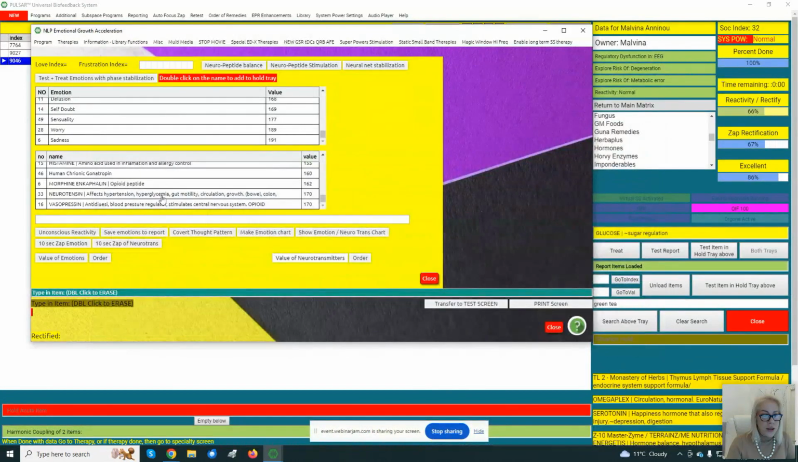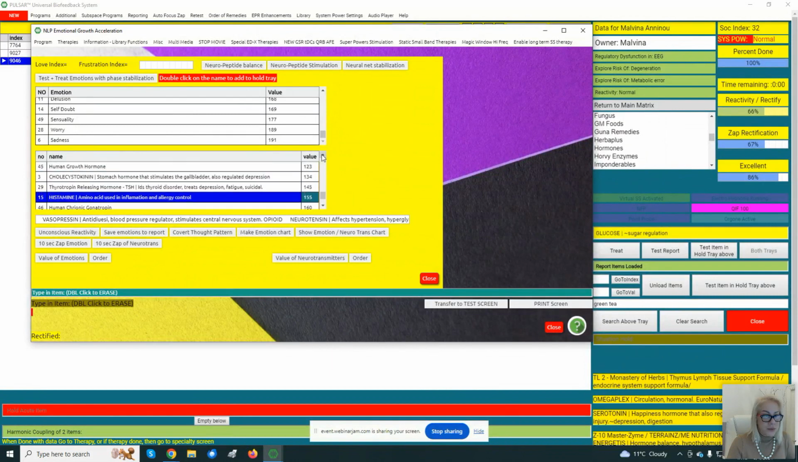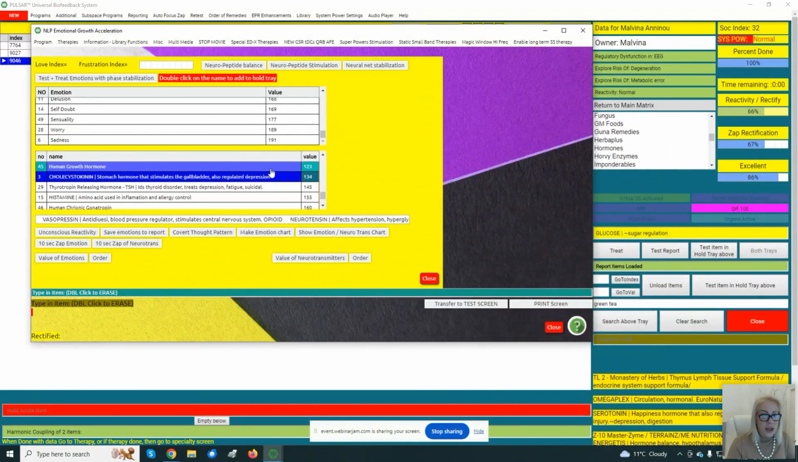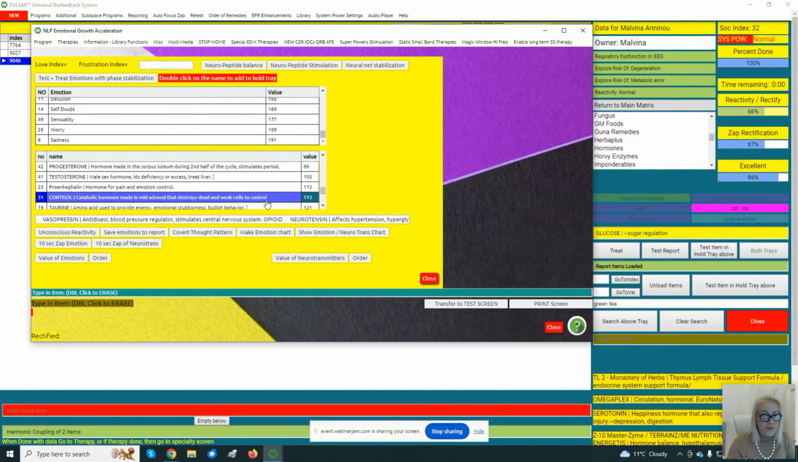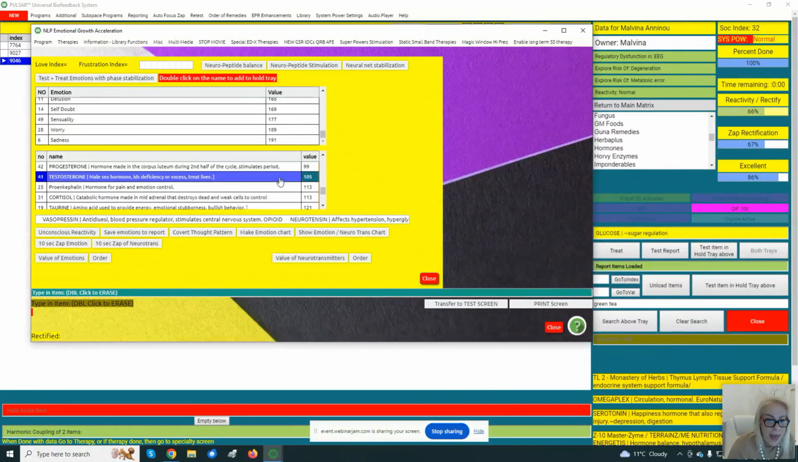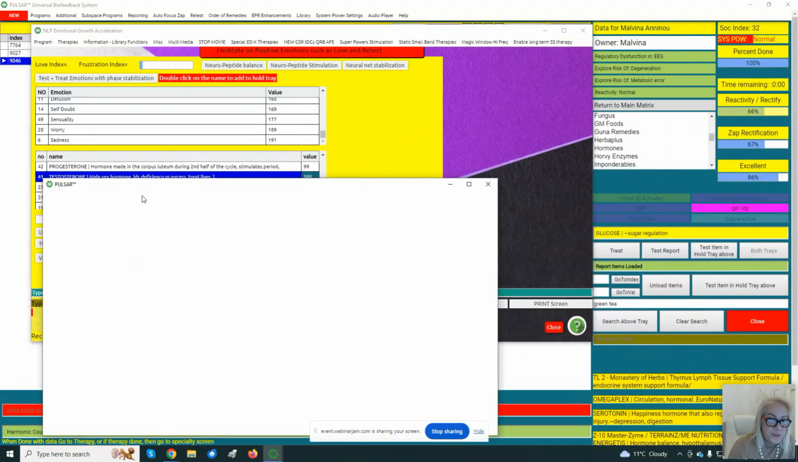Other ways that you can work this is also through here. If we double click on the top items, let's say, I like to do this as well. It's also a deep way, loading everything that's over 100. Okay. And doing 10-second zap of neurotransmitters.